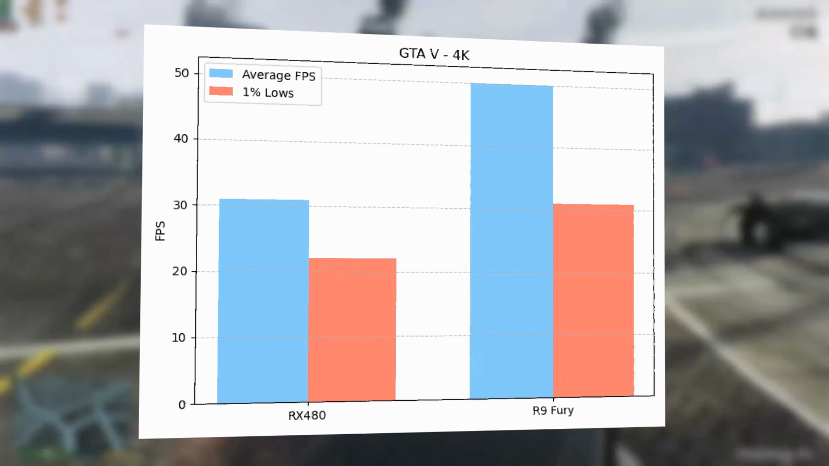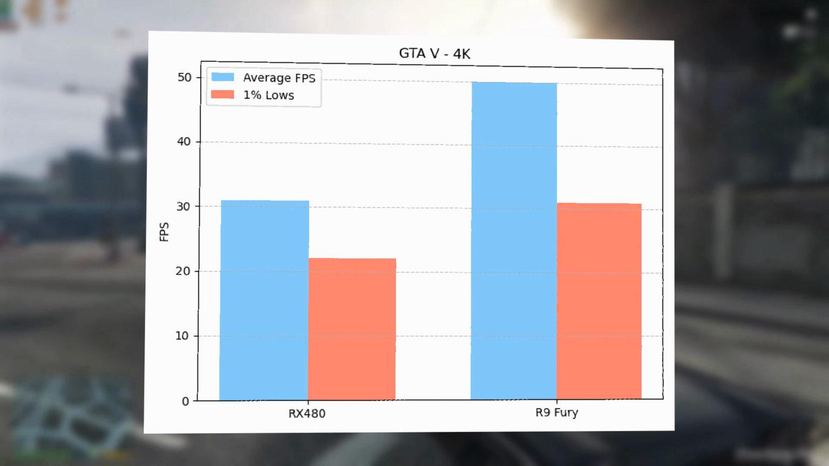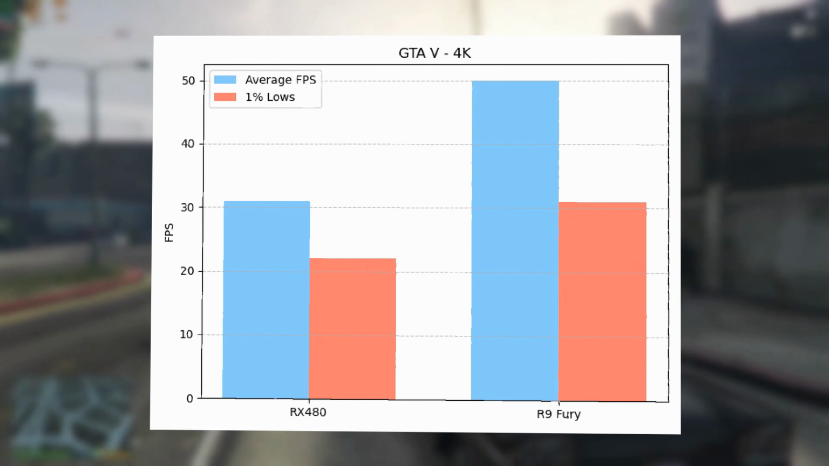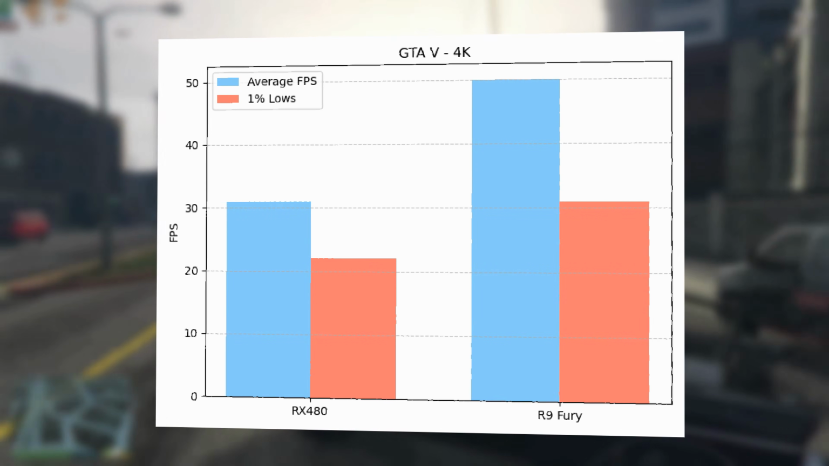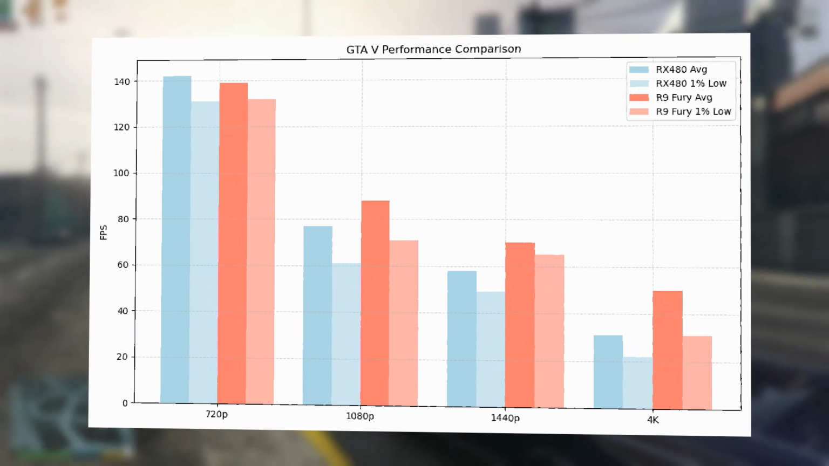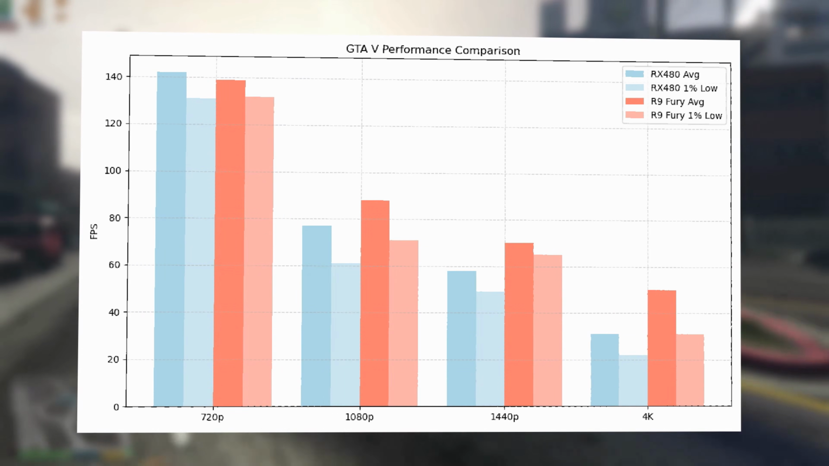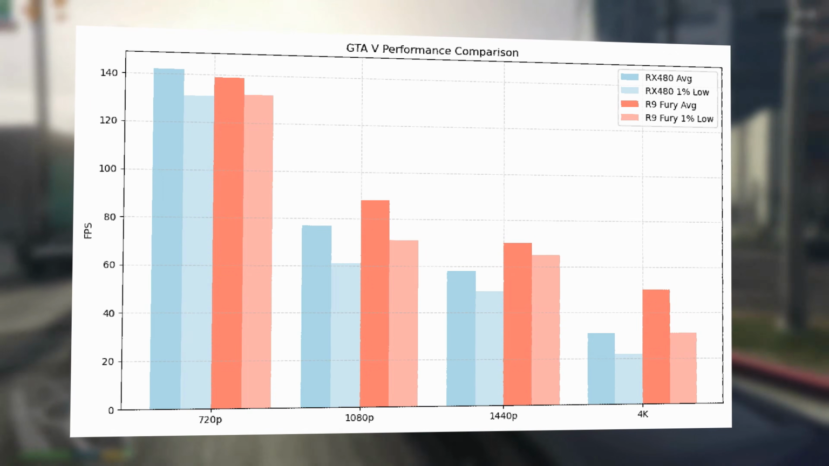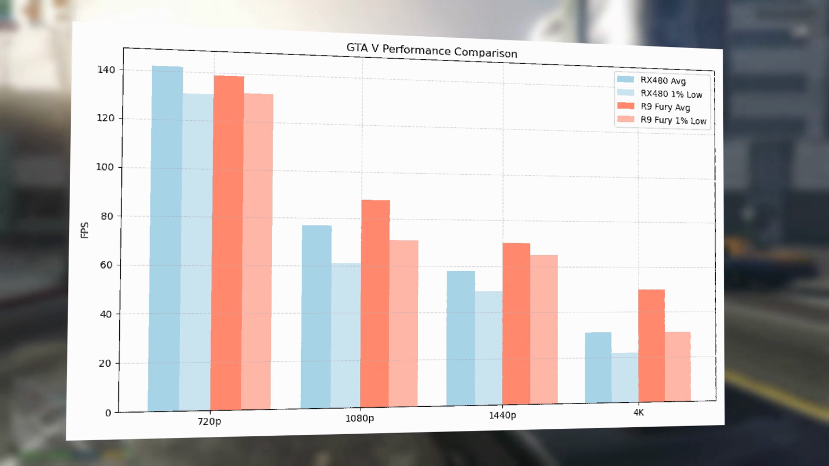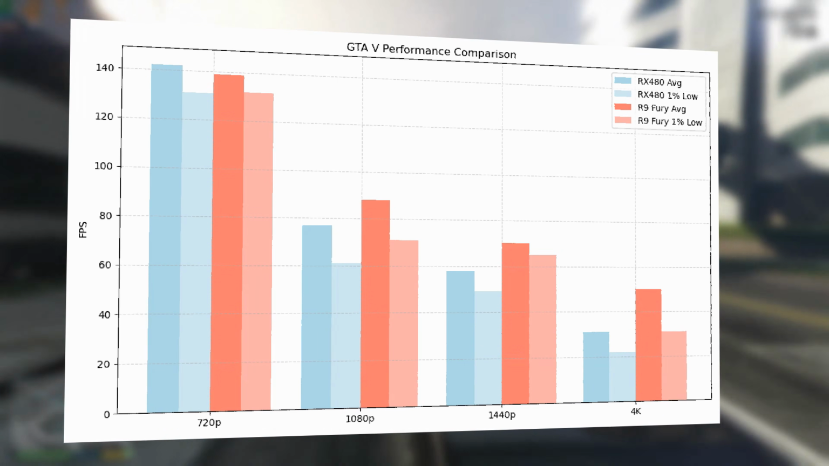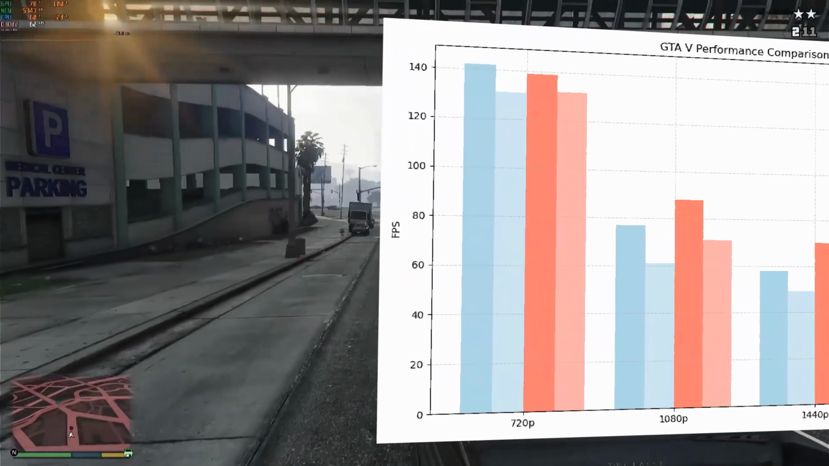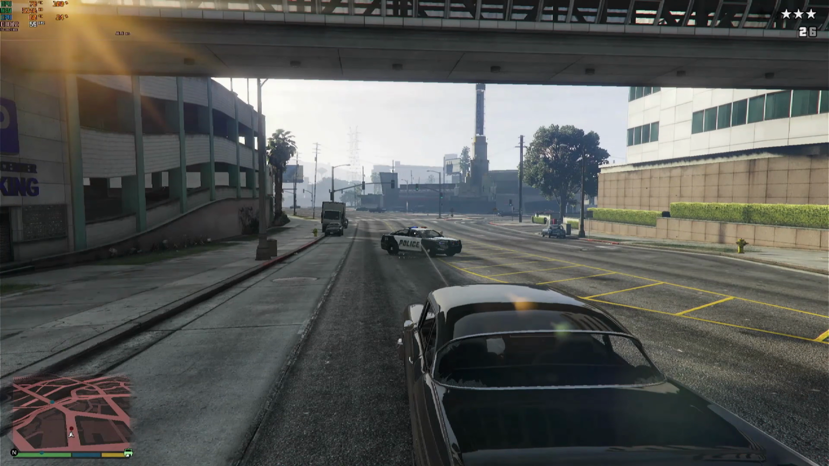The same can be said for the frame times of the R9 Fury at 4K, but that's likely down to VRAM and not the card's actual power. In terms of its average FPS, we were still seeing 50 FPS at 4K using very high settings. So it is quite impressive to see that GTA 5, at least the Enhanced Edition, seems to be quite a big win for the R9 Fury.